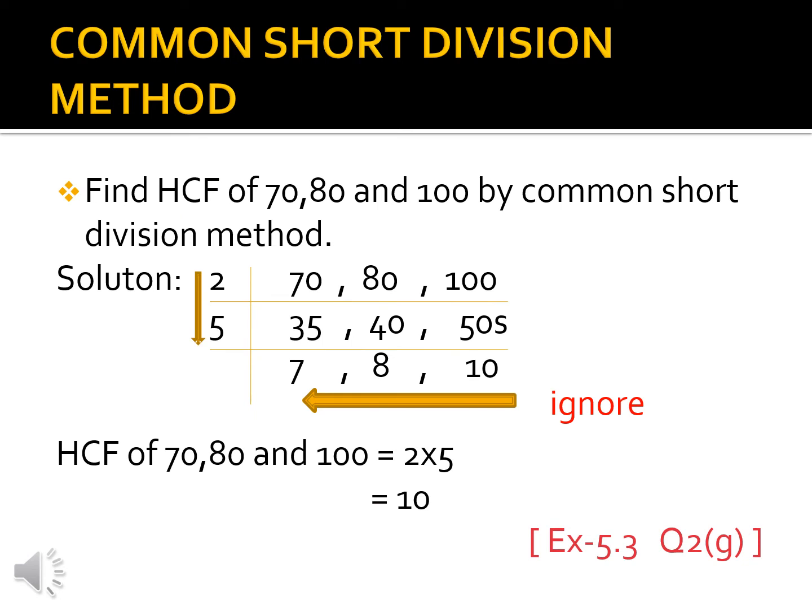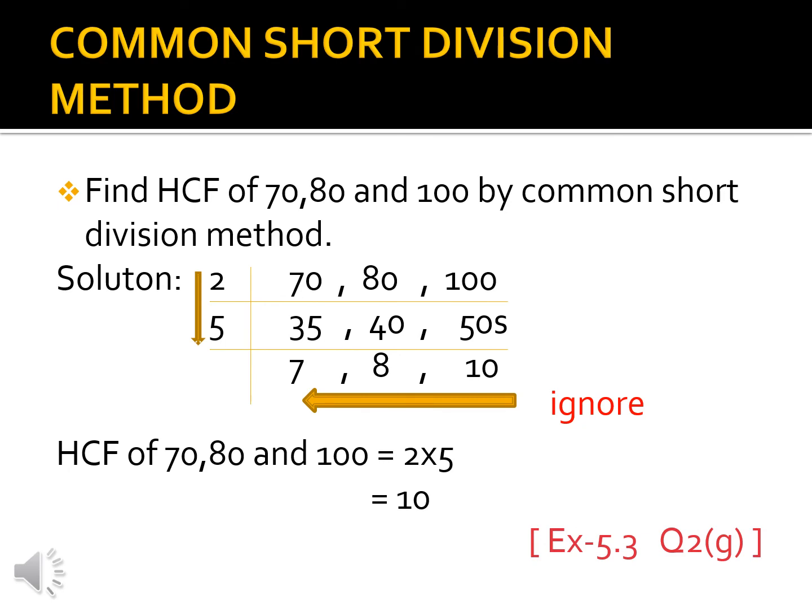Let us try out another example. Find HCF of 70, 80 and 100 by common short division method. So we are writing these three numbers together, 70, 80 and 100. We are selecting the smallest common prime factor of all three. Let's start with the prime number 2.